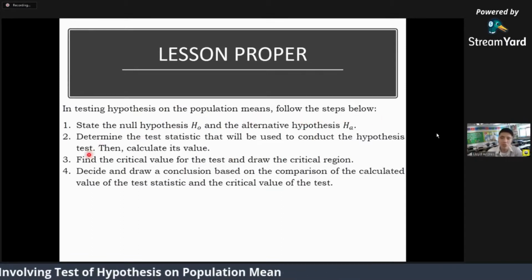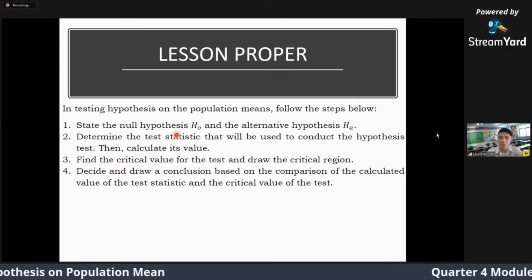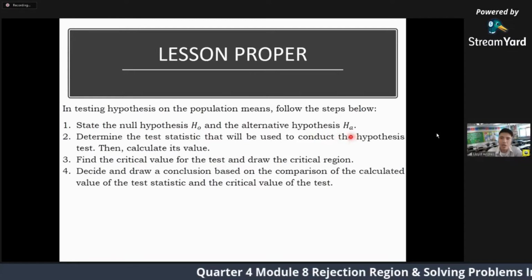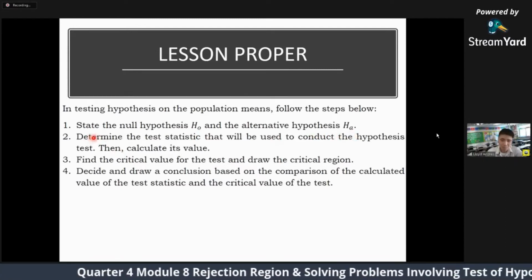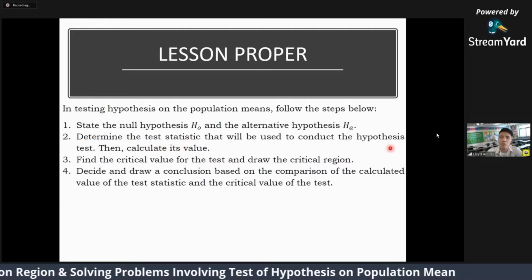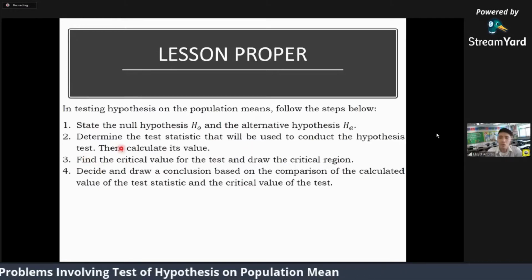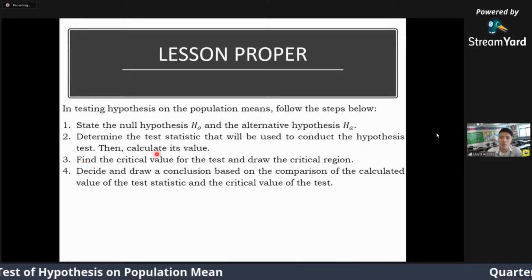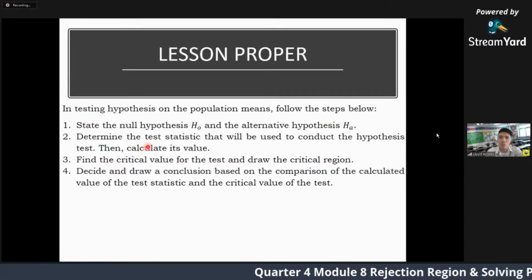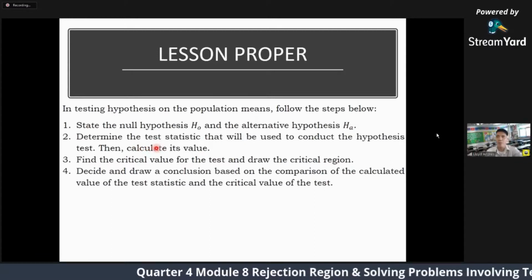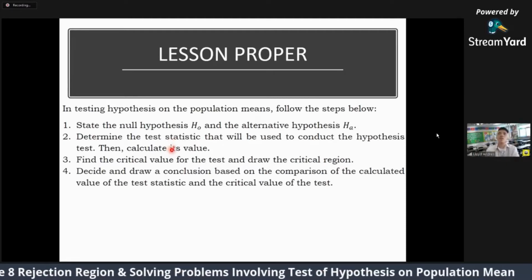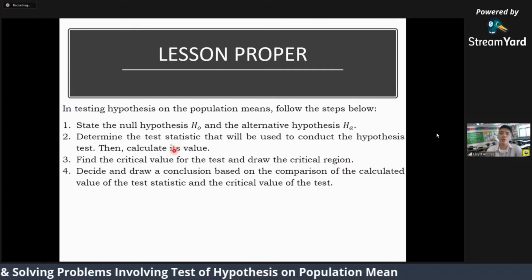First step is to state the null hypothesis denoted by H sub O and the alternative hypothesis denoted by H sub A. After that, second is determine the test statistic that will be used to conduct hypothesis test, then calculate its value. So basically, asa ka makabalo kung unsa siya nga test, i-test ba sa z-test, depende again sa population standard deviation, and sa sample size, number of sample size.